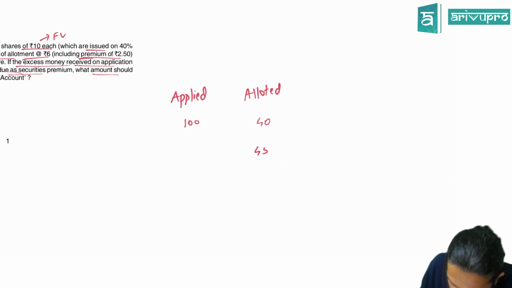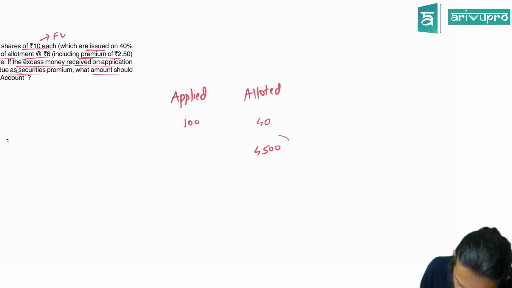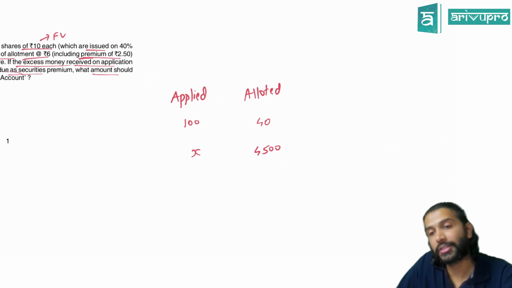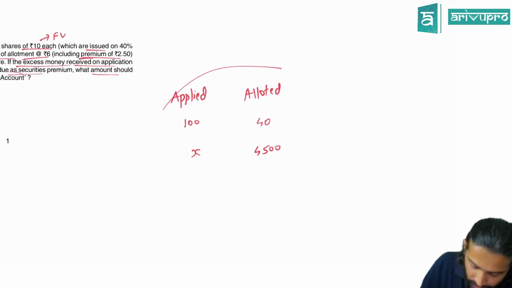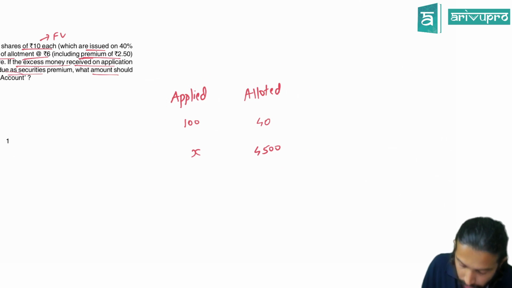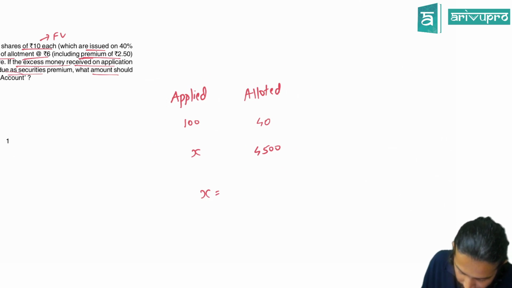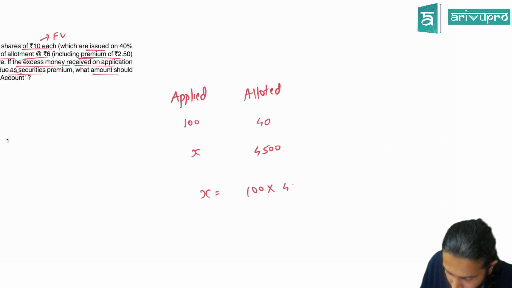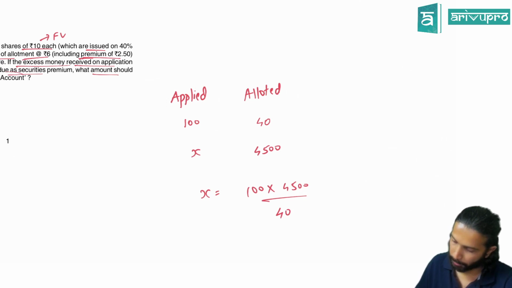That means this 4,500 is shares allotted. If one particular person has been allotted 4,500 shares, then how many shares has he applied for? Because this is a pro rata allotment. Maybe you're missing out on that, hence you're getting a different answer. If he has been allotted 4,500 shares, how many shares would he have applied for? How do you calculate X here mathematically? 100 into 4,500 divided by 40. Calculate. 4,500 into 100 divided by 40. How much are you getting?